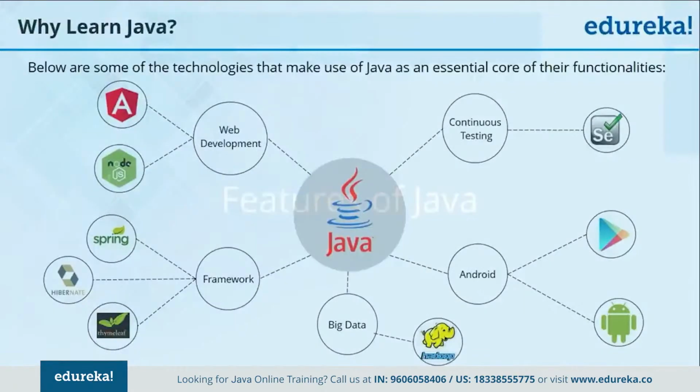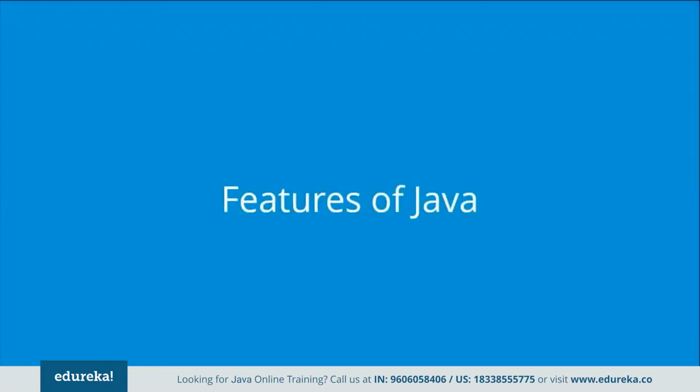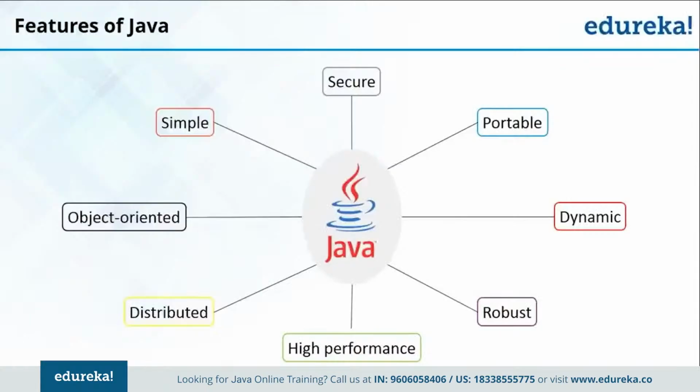So let's move forward and talk about the various features that Java has to offer. Now, when we talk about the features of Java, this basically is also called the buzzwords of Java. So these are the most essential features which have made Java the most popular programming language of the industry today. So we'll be talking about each of them one by one. Let's move forward and discuss that.